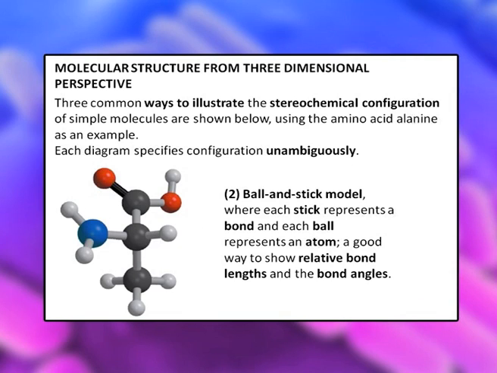This is another representation called the ball and stick model. Here you can see each stick represents a bond and each ball represents an atom. This model is a good way to show the relative bond lengths as well as the relative bond angles.